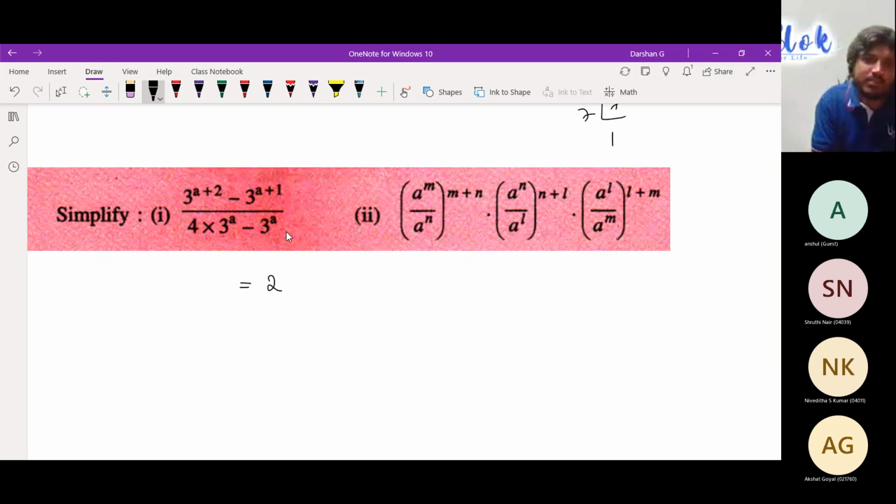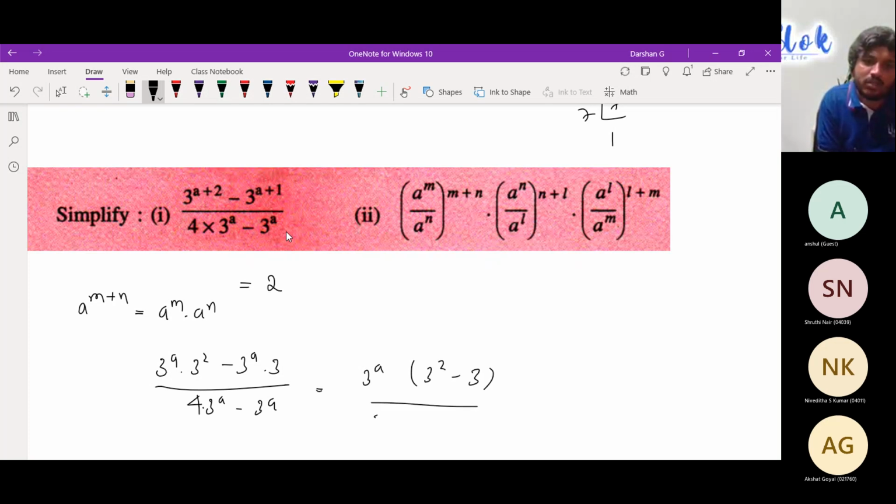It's like playing around with the numbers. That's it. So a to the power of m plus n, we know it is nothing but a to the power of m times a to the power of n. Use that idea. So it is 3 to the power of a, 3 to the power of 2, minus 3 to the power of a into 3, divided by 4 into 3 to the power of a. So 3 to the power of a is common everywhere. Take it as a common thing. So it is 4 minus 1.